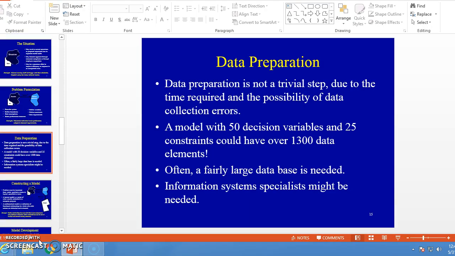Next one is data preparation. Data preparation is not a trivial step due to the time required and the possibility of data collection errors. A model with 50 decision variables and 25 constraints could have over 1300 data elements. Often a fairly large database is needed. Information system specialists might be needed.